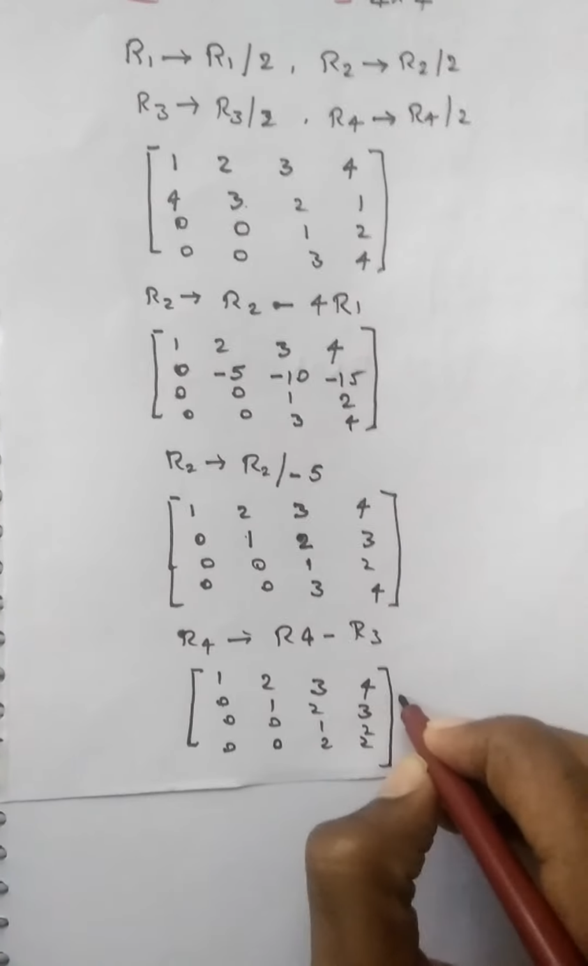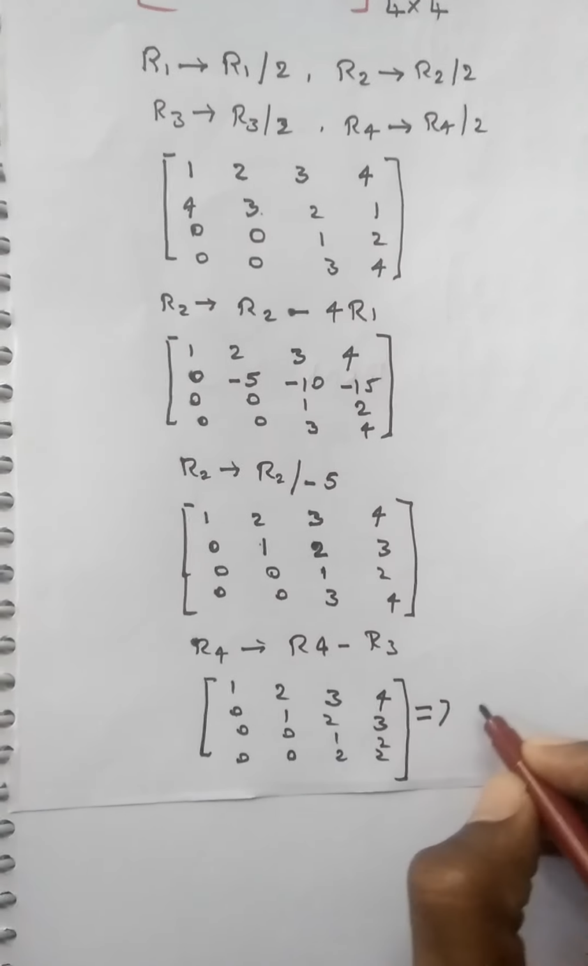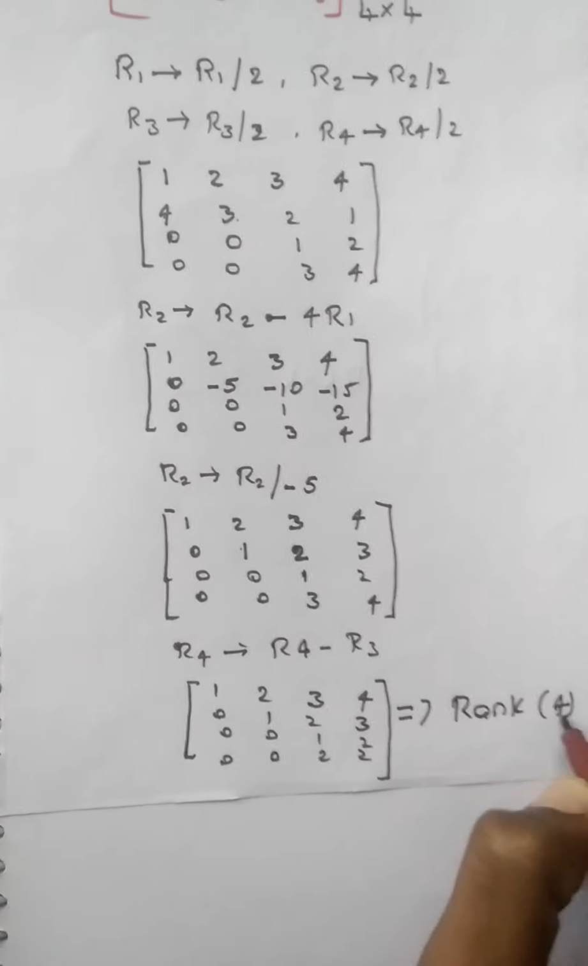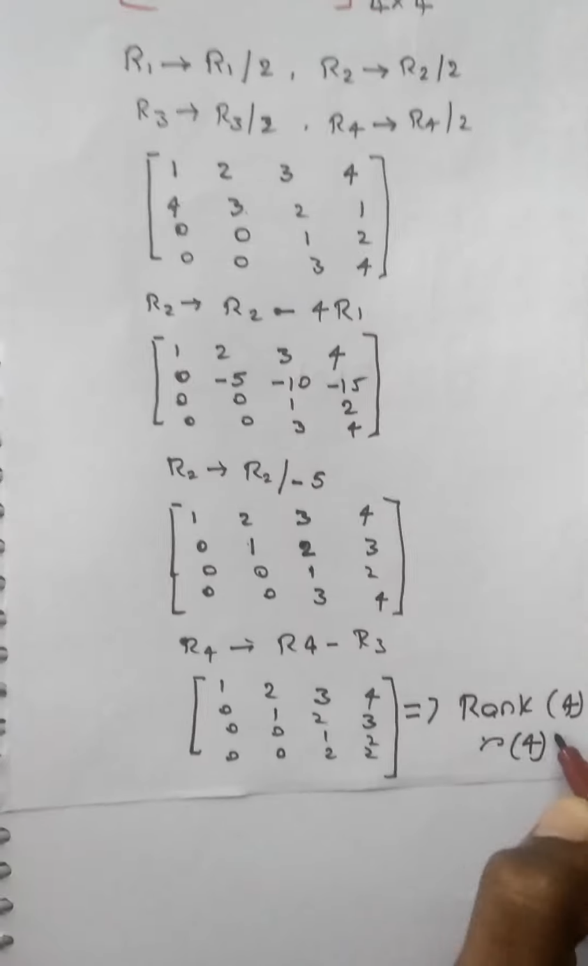So the final answer is: 4 rows have some values, so the rank is 4. Rank is 4. The rank is denoted by the number of nonzero rows, so this is the correct answer.